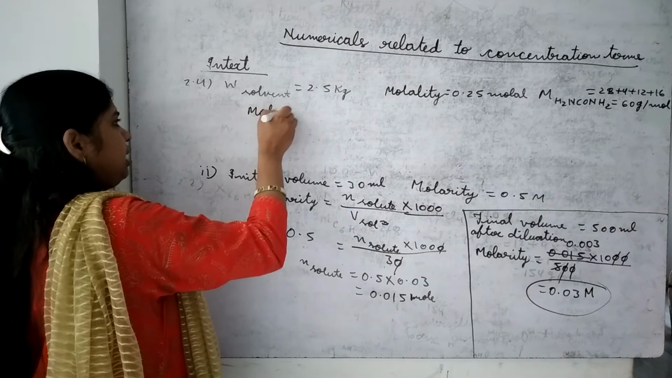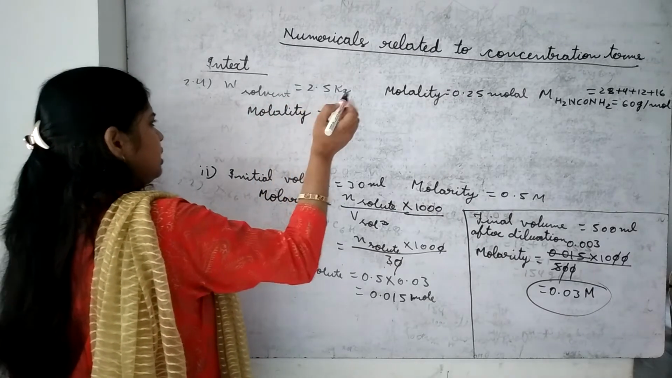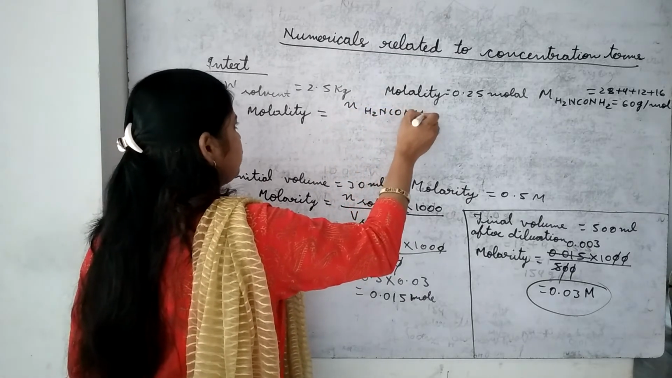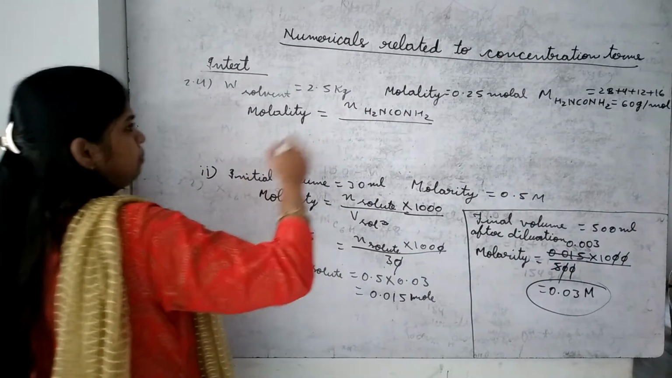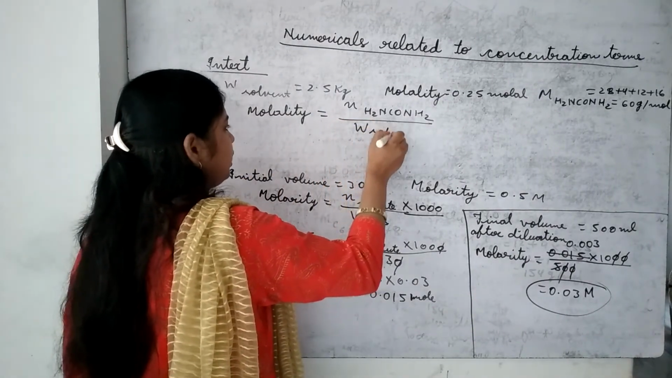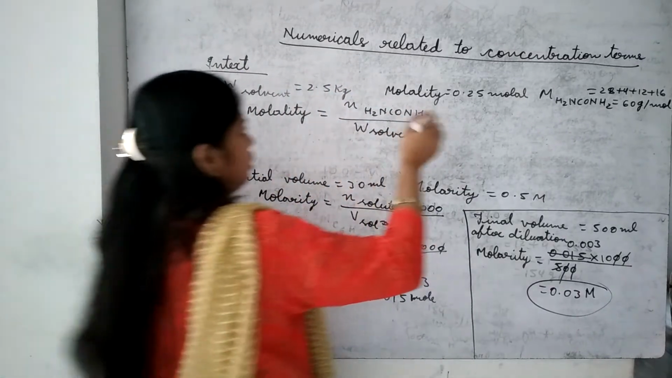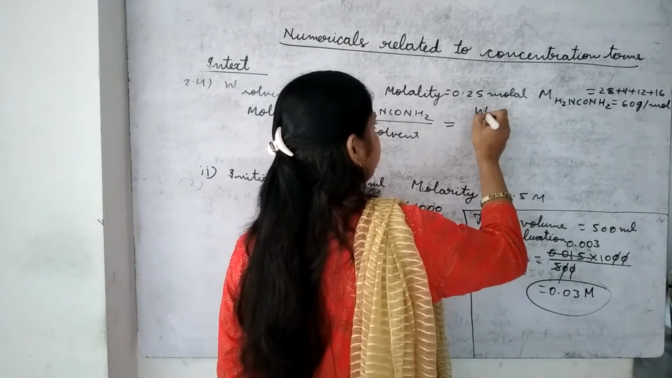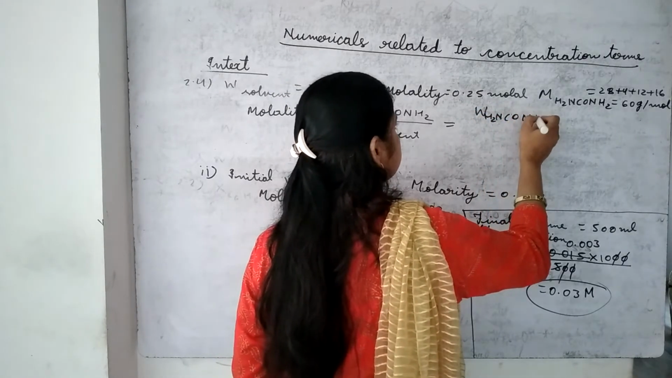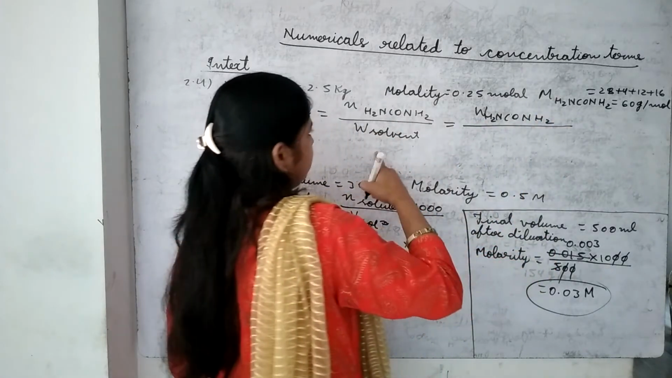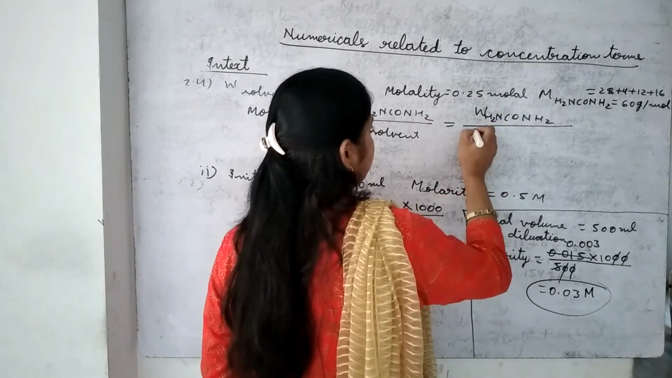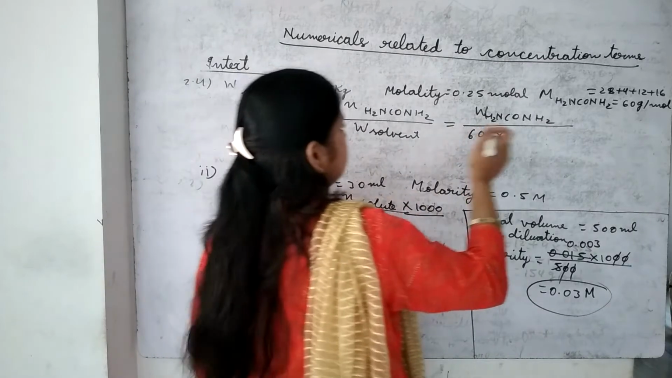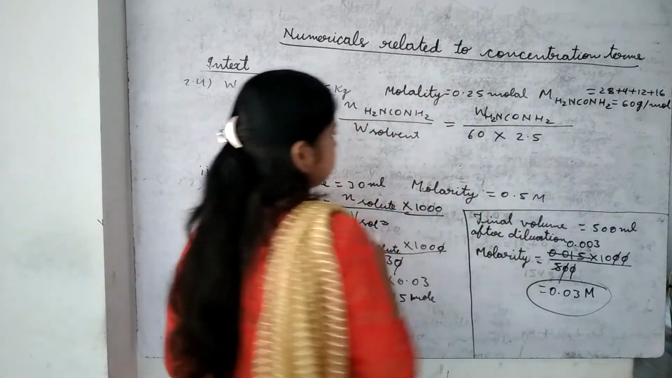Now molality is equal to the number of moles of solute. Solute is urea. So number of moles of urea divided by mass of solvent in kg, which is given in kg only. Number of moles of urea will be mass given divided by molar mass. Molar mass of urea is 60 gram per mole, and mass of solvent given is 2.5 kg.